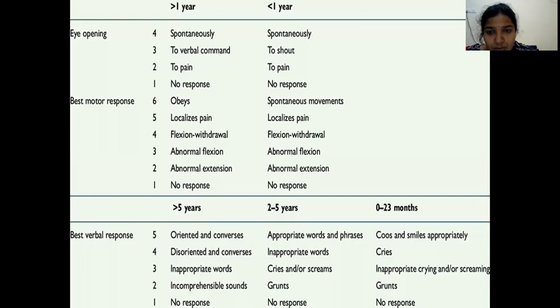So 0 to 23 months, 1 is no response, 2 is grunts, 3 is inappropriate crying and screaming, 4 is crying, and 5 is coos and smiles appropriately. So 2 to 5 years, 1 is no response, 2 is grunts, third is cries or screams, fourth is inappropriate words, and 5 is appropriate words and phrases. And more than 5 years old, 1 is no response at all, 2 is incomprehensible sounds, 3 is inappropriate words, 4 is disoriented and converses, 5 is oriented and converses.